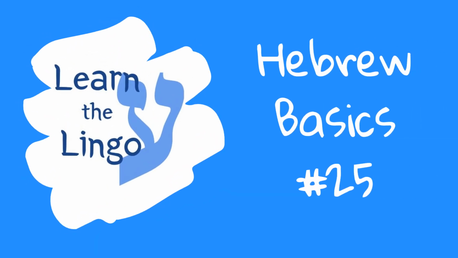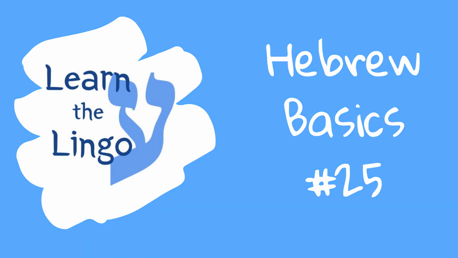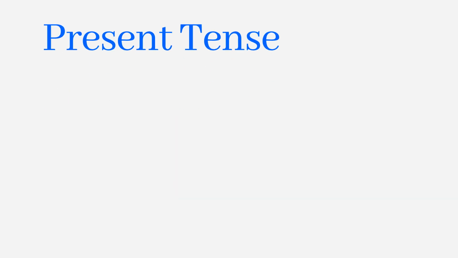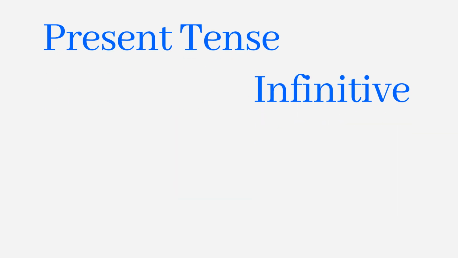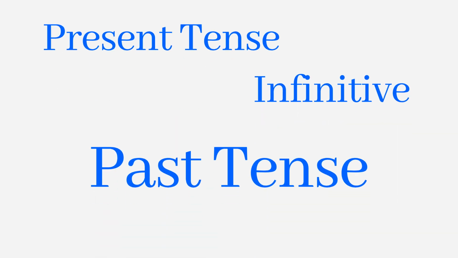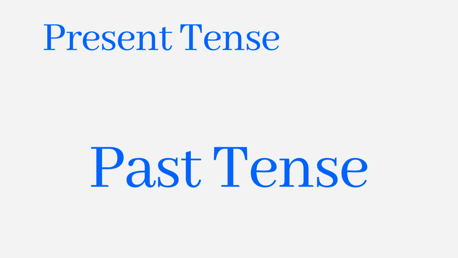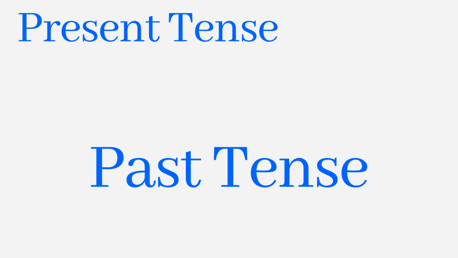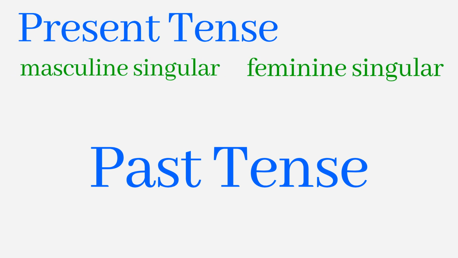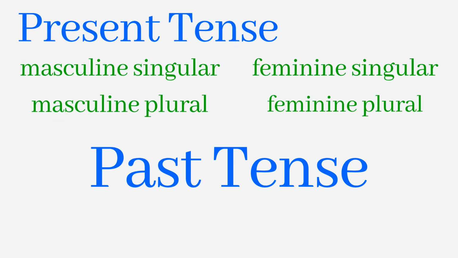Welcome to lesson 25 of Hebrew Basics, a series where we learn the essentials of Hebrew grammar. So far in this series, we've learned two verb tenses, the present tense and the infinitive. Today, we are going to start learning the past tense, which is used to describe actions that already took place in the past.